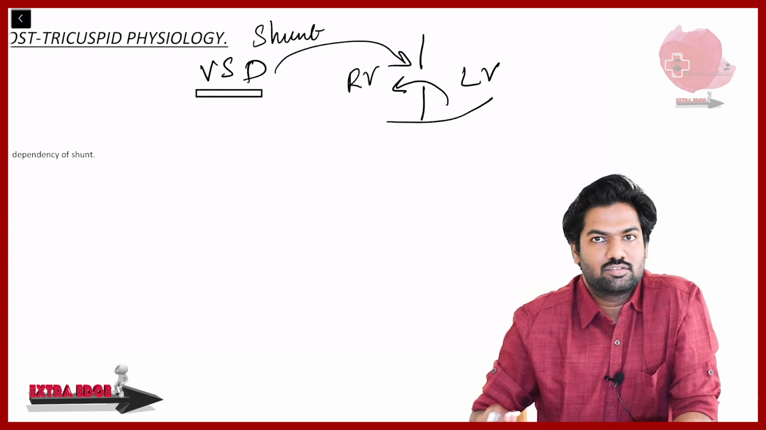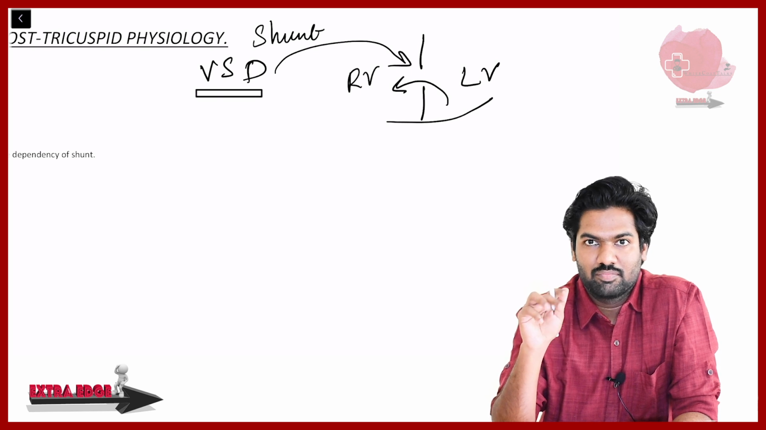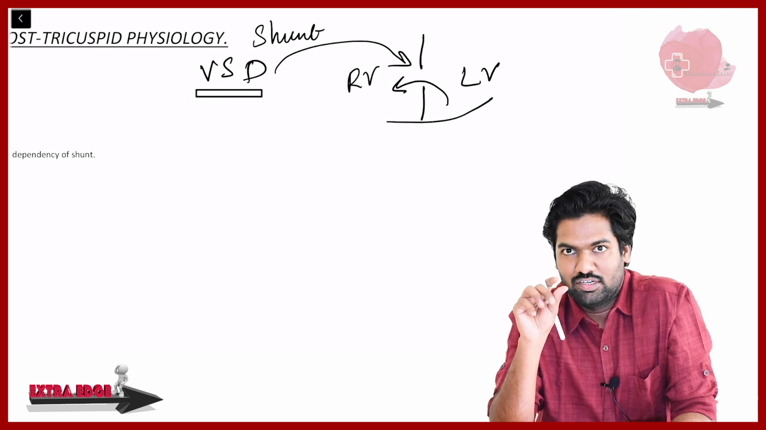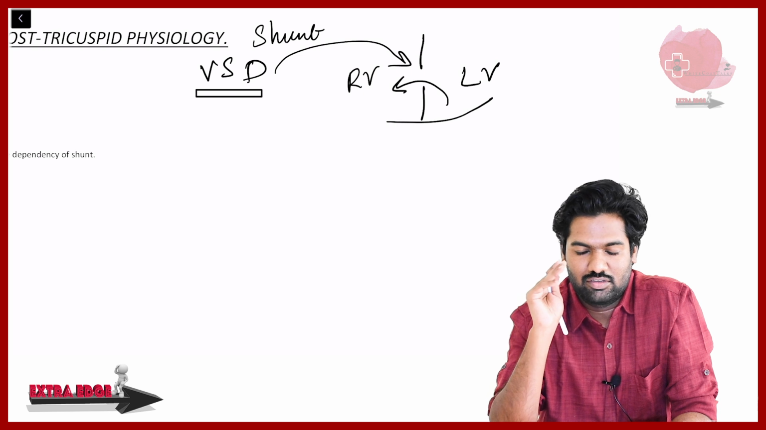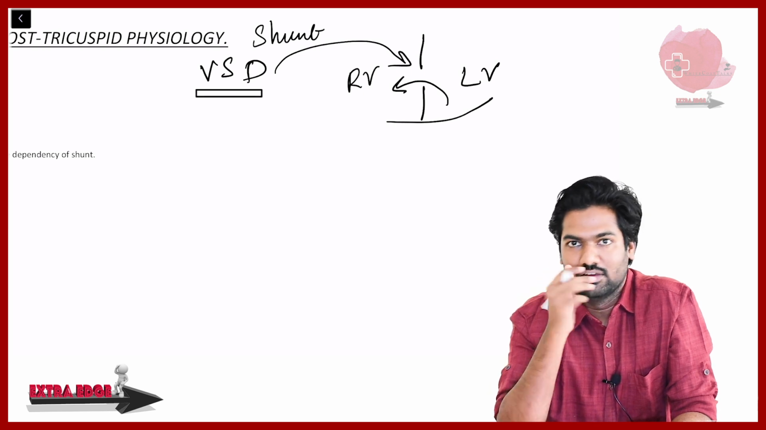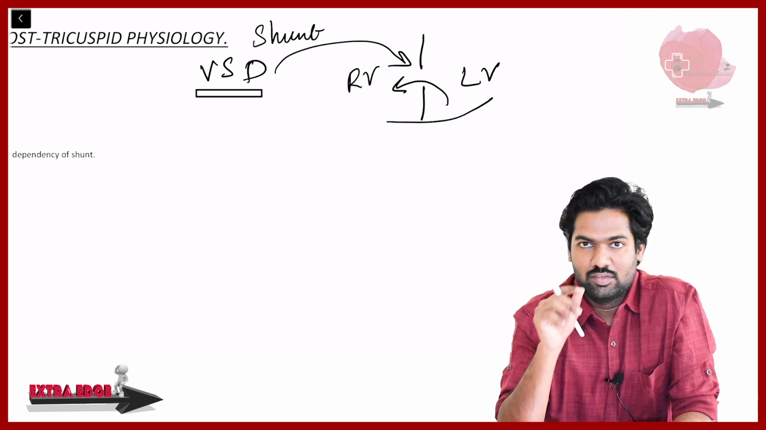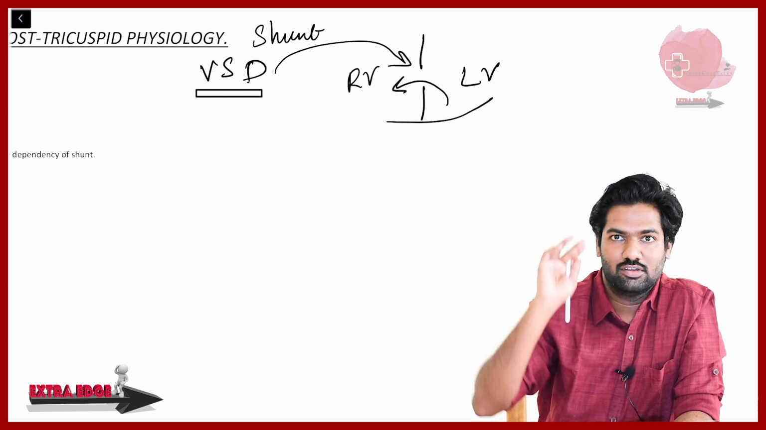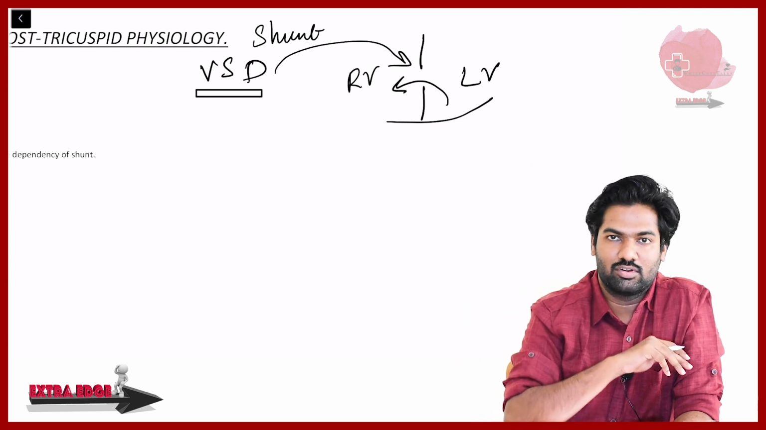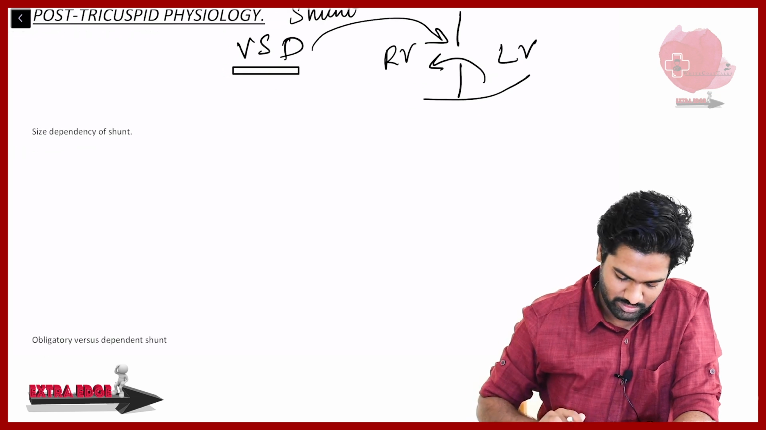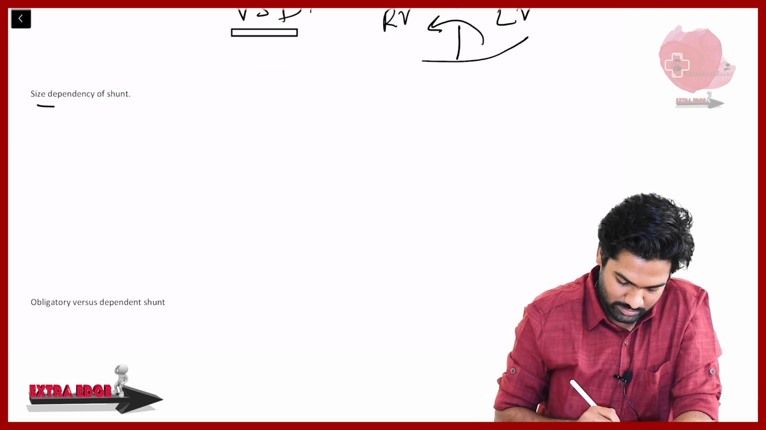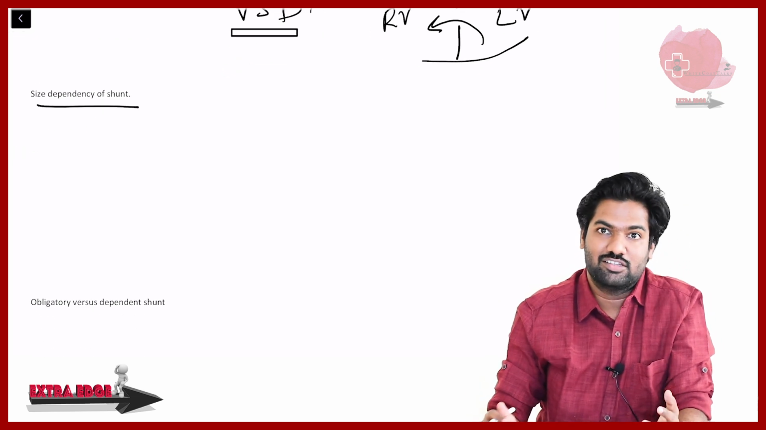So now this VSD is a small shunt or a small defect. Based on how big the defect is, that is one of the most important factors for the blood to get transferred. Imagine it is very small or it is very huge. What happens to the blood, whether it will go to the right ventricle only or what happens, we'll see now. So next thing I want to explain is the size dependency of shunt.